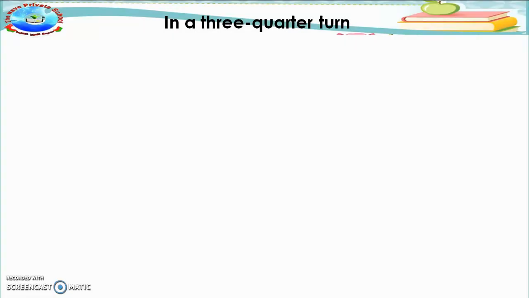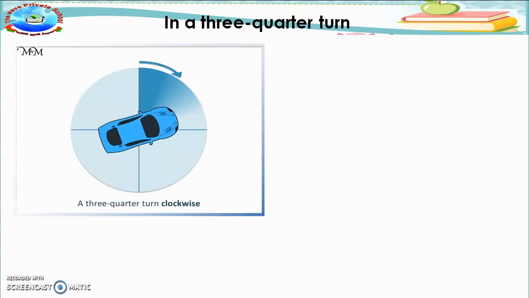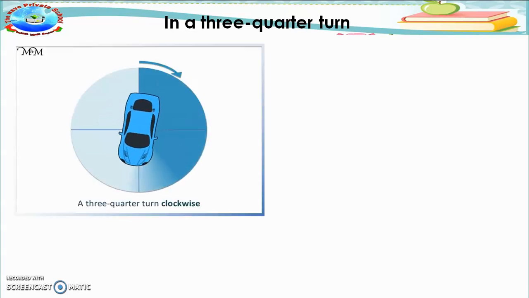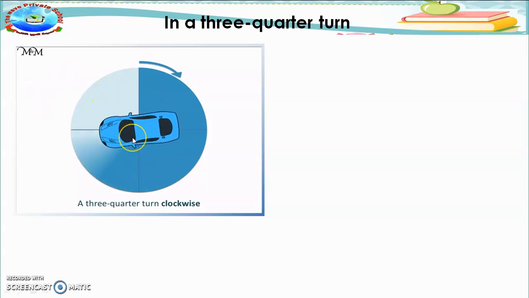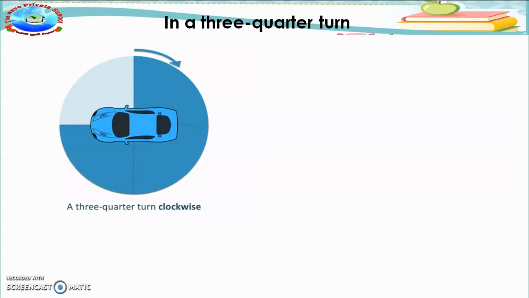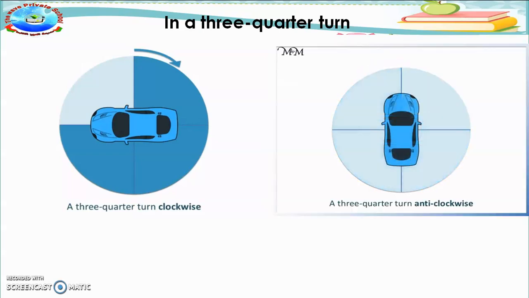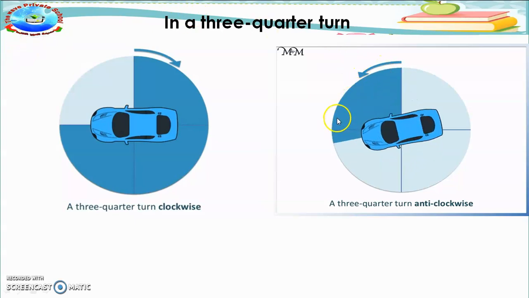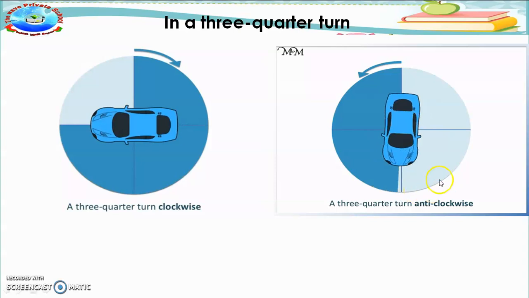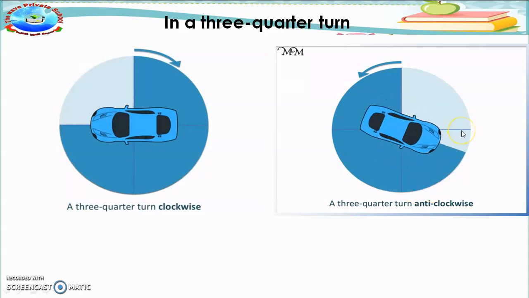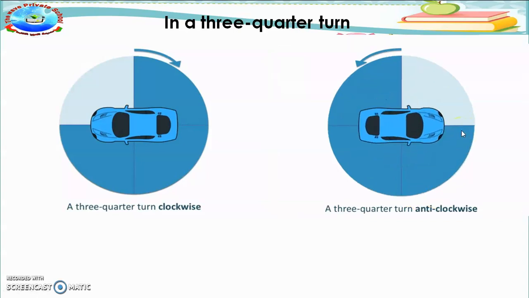Let us go to the three-quarter turn. Here is a three-quarter turn clockwise. Look at the turn. Also, a three-quarter turn anti-clockwise. This is the anti-clockwise direction and the three-quarter turn. 1, 2 and 3.